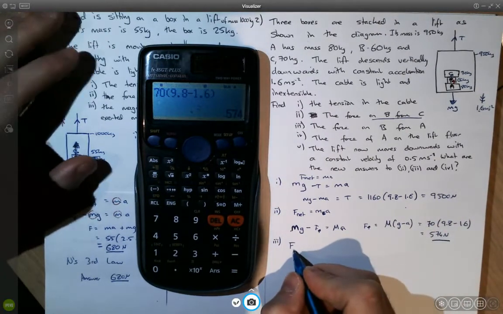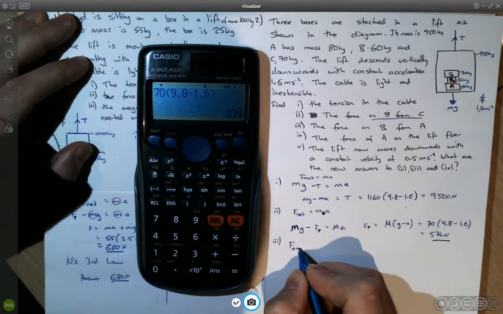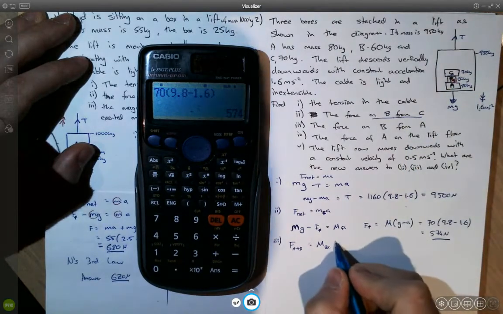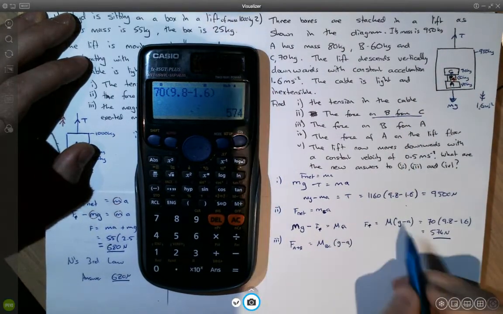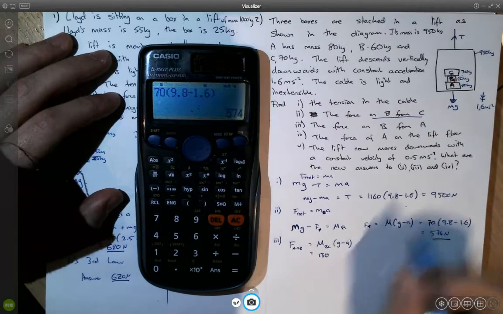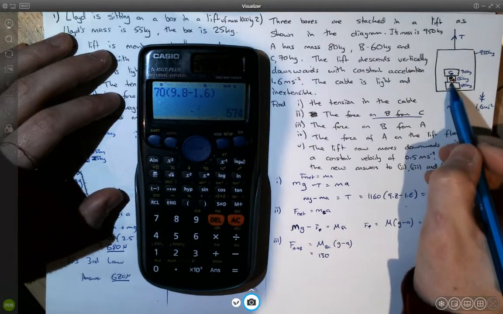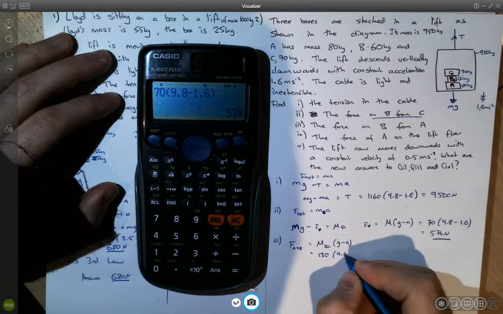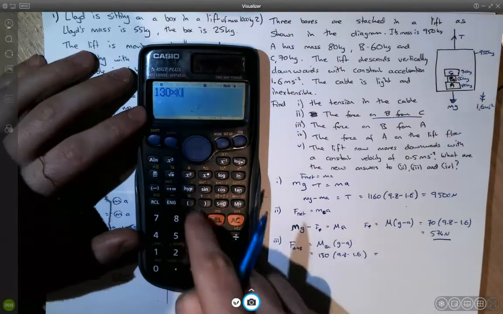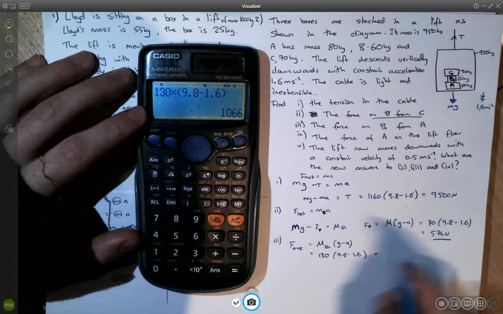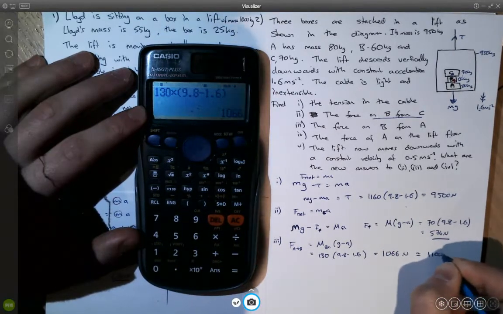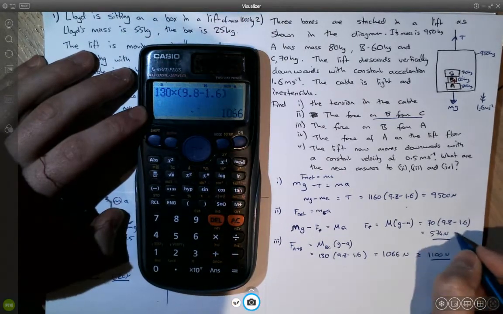So the force from A on B is going to be equal to the mass of both B and C, and then obviously our common factor here. So we've now got a mass of 130, right, because both of these things are on top of A, so obviously both of them are pressing down on A. And then 9.8 minus 1.6, because everything's accelerating at the same rate. Which is 1,066 newtons, or I'm just going to round that up to two significant figures. Probably should have done that here as well.